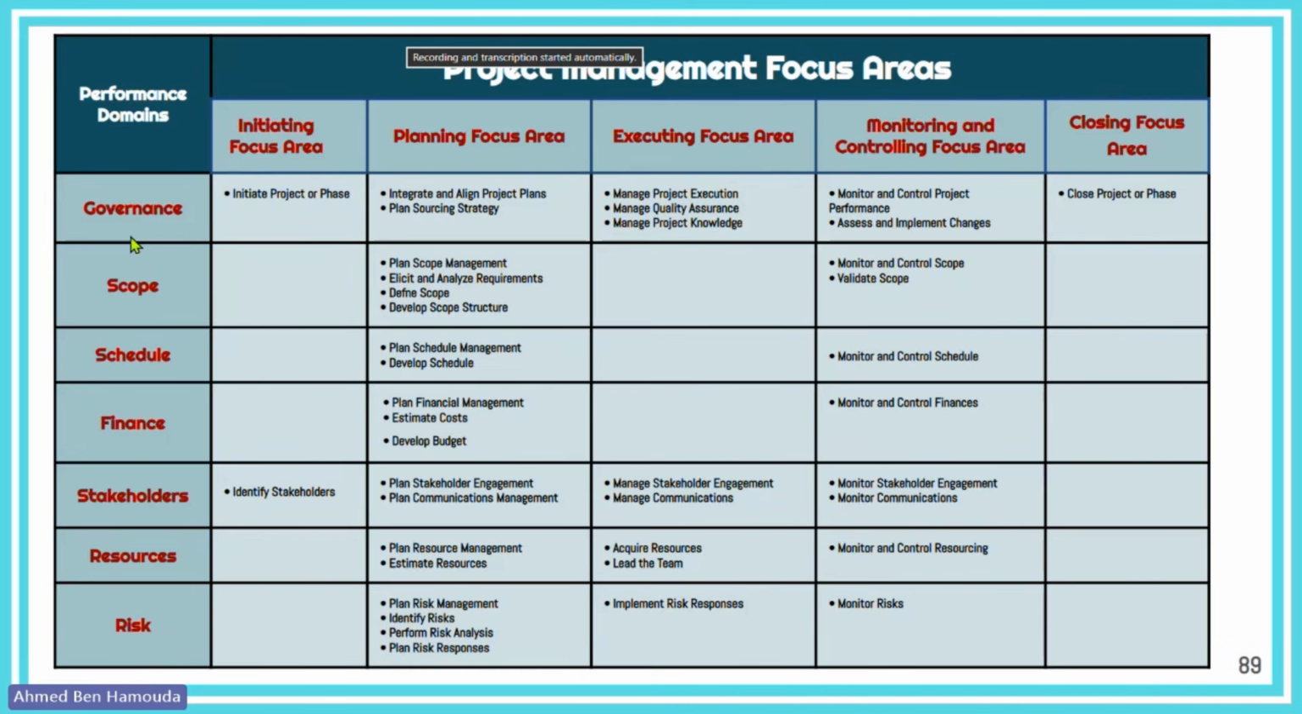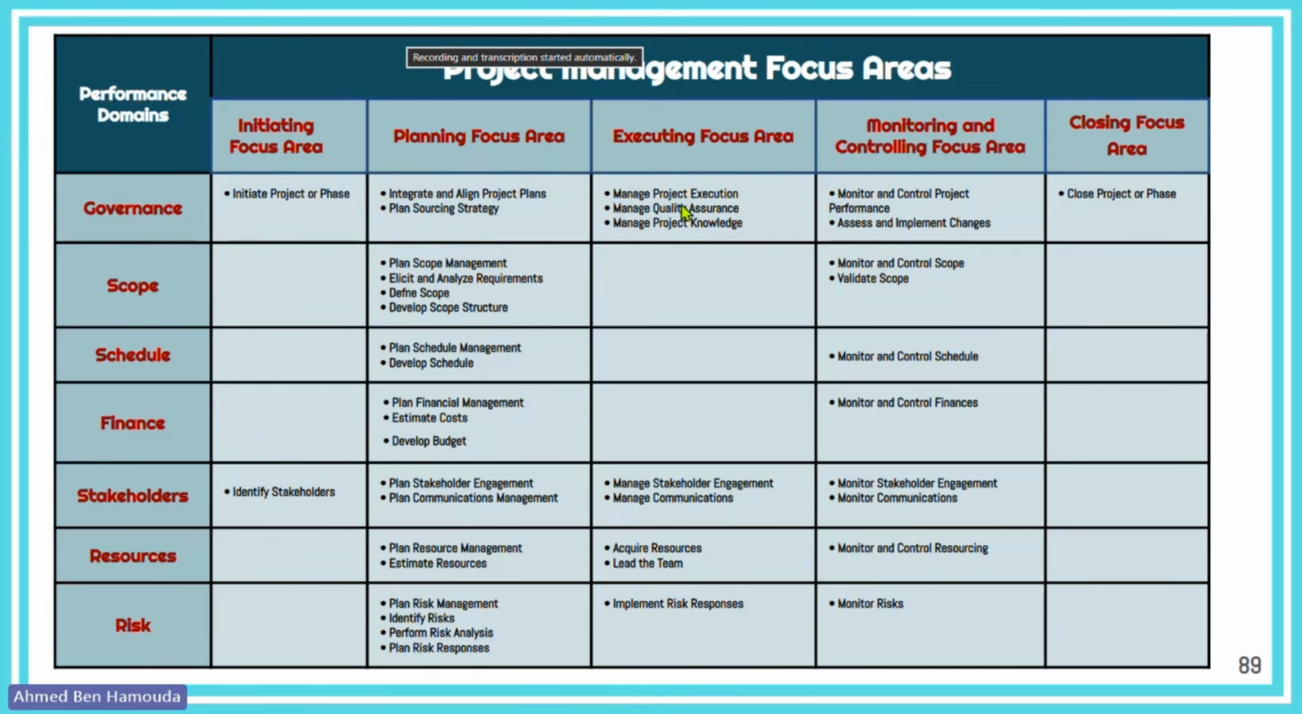Okay. Now for the governance performance domain. Now what happens in initiating? Usually we initiate the project and the planning. We create the project plans. We align them and integrate them into one coherent plan, the project management plan. And also we plan the sourcing strategy. Where are we going to get our resources from? The work. Are we going to do it in-house? Are we going to outsource? We need to plan our sourcing strategy.